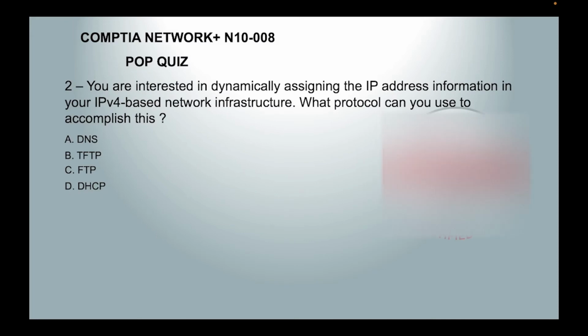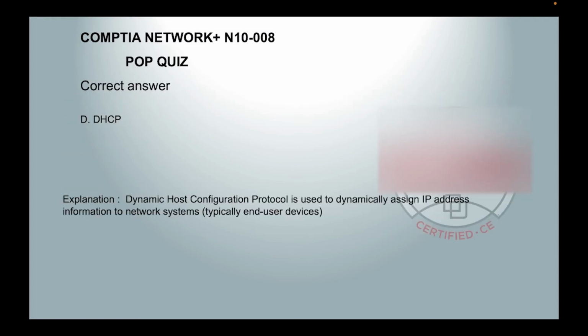Number two, you are interested in dynamically assigning the IP address information in your IPv4 based network infrastructure. What protocol can you use to accomplish this? A. DNS, B. TFTP, C. FTP, D. DHCP. It's DHCP. Dynamic Host Configuration Protocol is used to dynamically assign IP address information to network systems, typically end user devices.